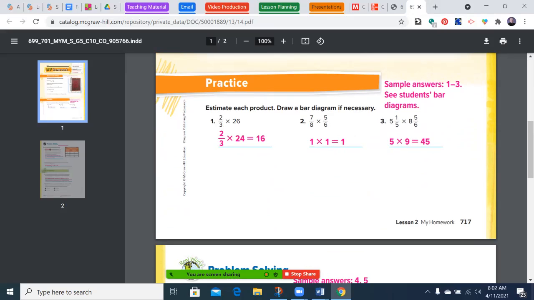These are both close to 1. 1 times 1 is 1. 5.5 is closer to 5 than it is to 6. 8.6 is closer to 9 than it is to 8. 5 times 9 is 45.